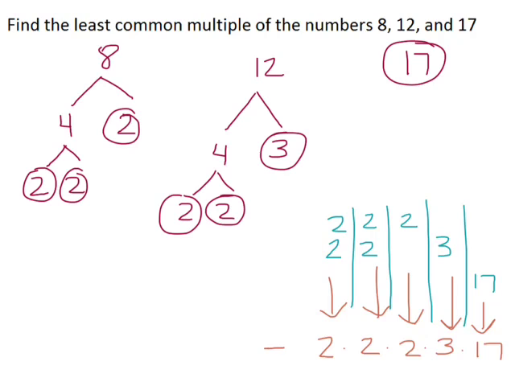So now I just multiply all of those. So 2 times 2 times 2 times 3 times 17 is 408. This is faster because imagine having to have counted by 8s all the way till you get to 408.